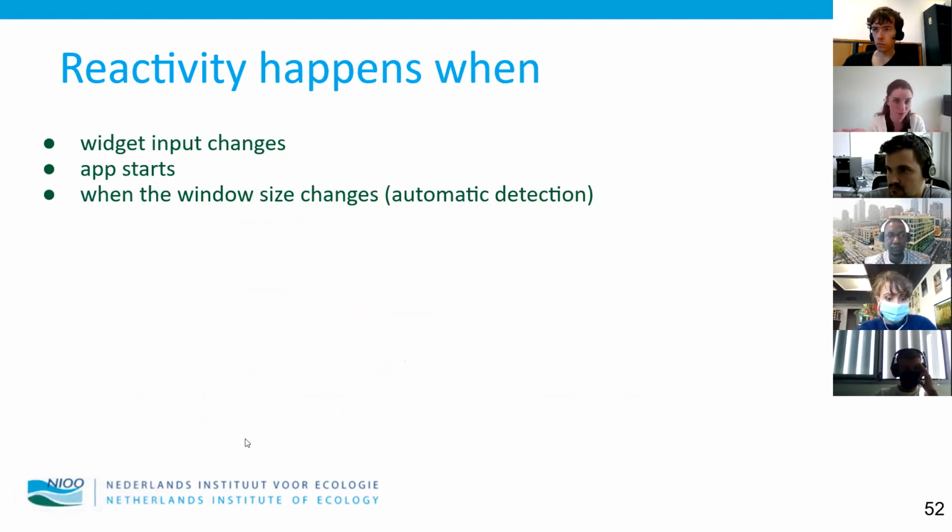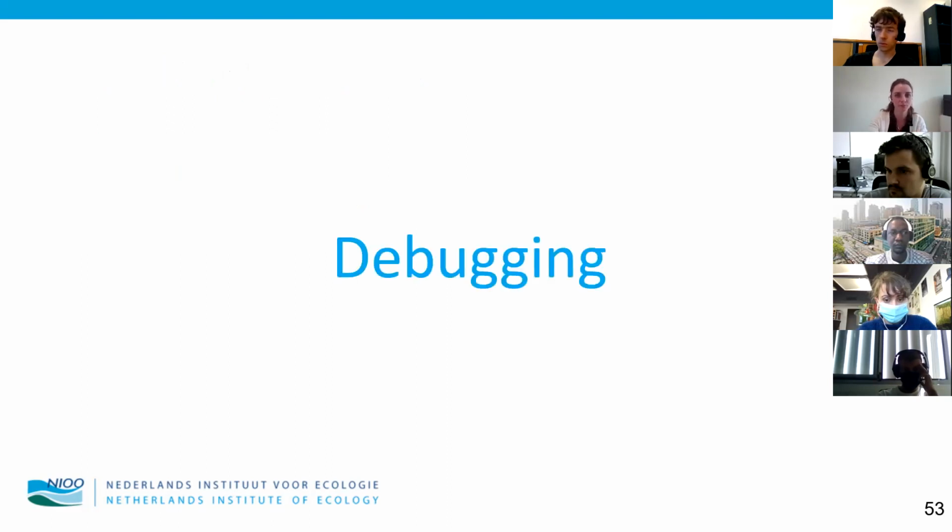So when does the reactivity happen? That happens whenever you change your widget input. So if you use your slider, R Shiny will automatically know that it needs to update. Whenever you start your app, it will evaluate all the functions, and whenever your window size changes. So there's automatic detection for that.